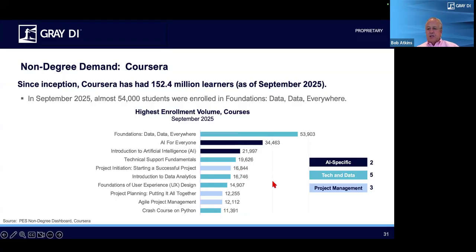Then I found it interesting. There are actually 3 different flavors of project management that make the top 10 this month. Project initiation, project planning, and agile project management all make our top 10. If you add them up, you're looking at about 40,000 students across those 3. So very, very significant interest in project management as a subject.